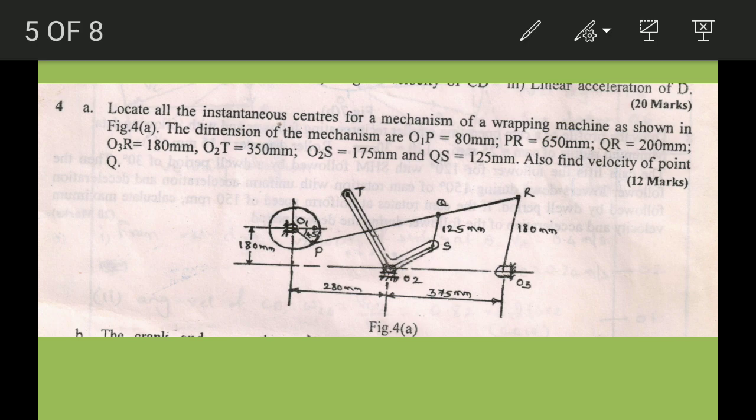QS is link number 5. And this bell crank lever, can you see this 90 degrees bell crank lever? Yes, O2T. That is the bell crank lever. That is link number 6. So O1P is link 2, PR is link 3, RO3 is link 4 and QS is link 5. Yes, O2T is link number 6. So it's a 6-bar mechanism.